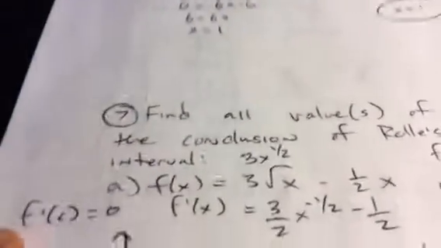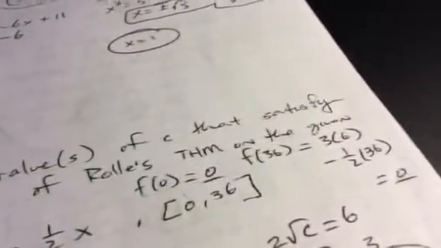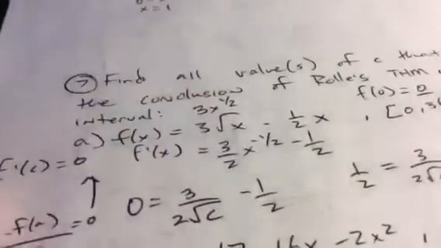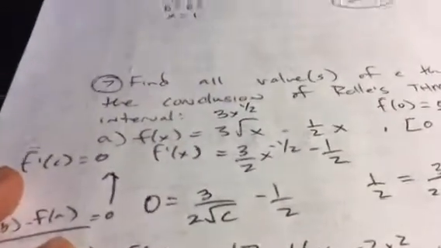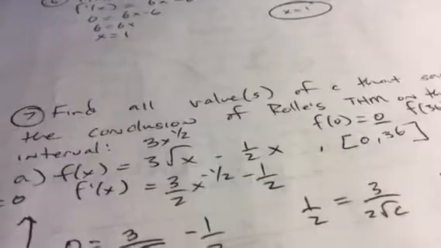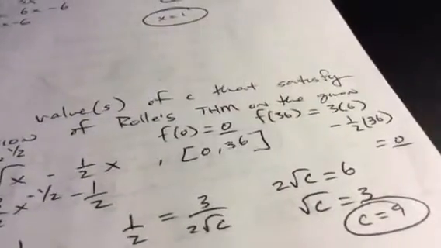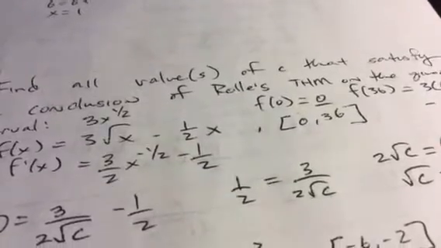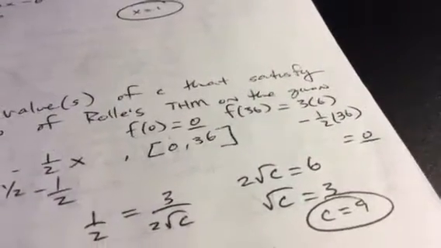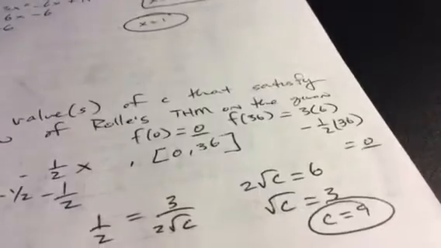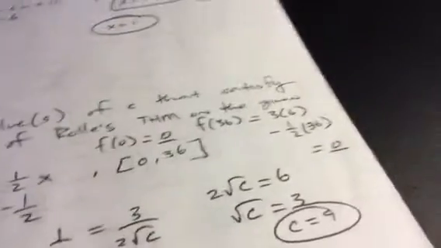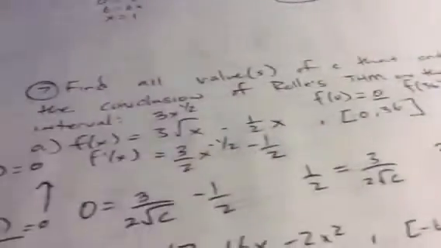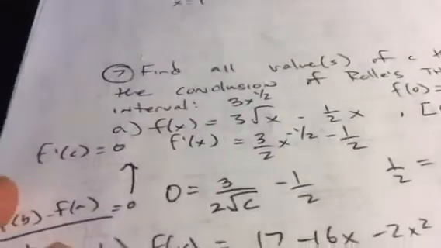All right. Find all values of c that satisfy the conclusion of Rolle's theorem on the given interval. Rolle's theorem says this graph has to be continuous on the interval 0 to 36, and you have to be able to take its derivative. And f of b is equal to f of a. So f of 0 must equal f of 36, which it does. They both equal 0. So simply set that derivative equal to 0.